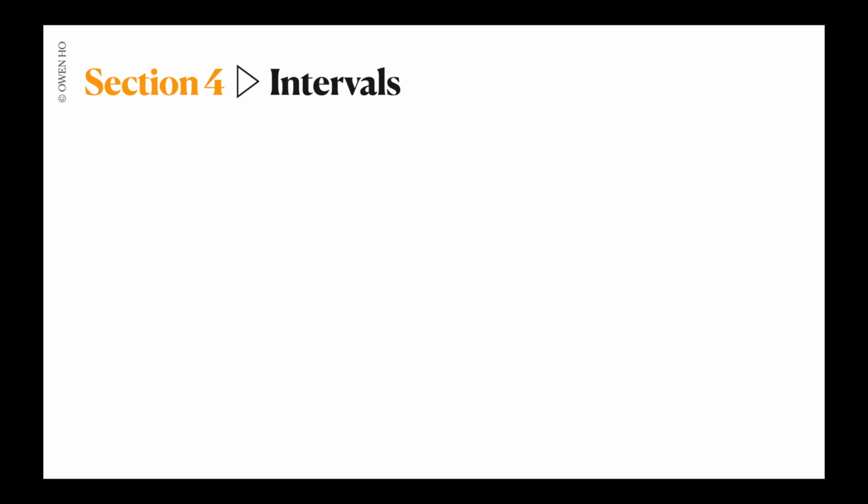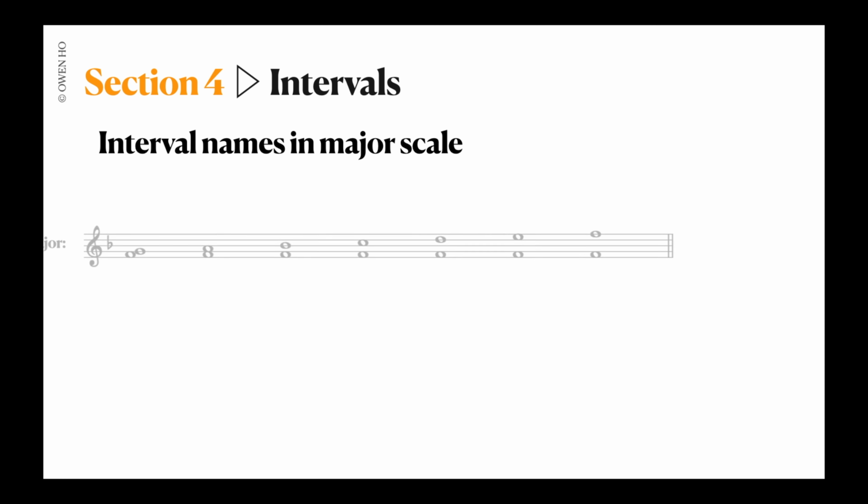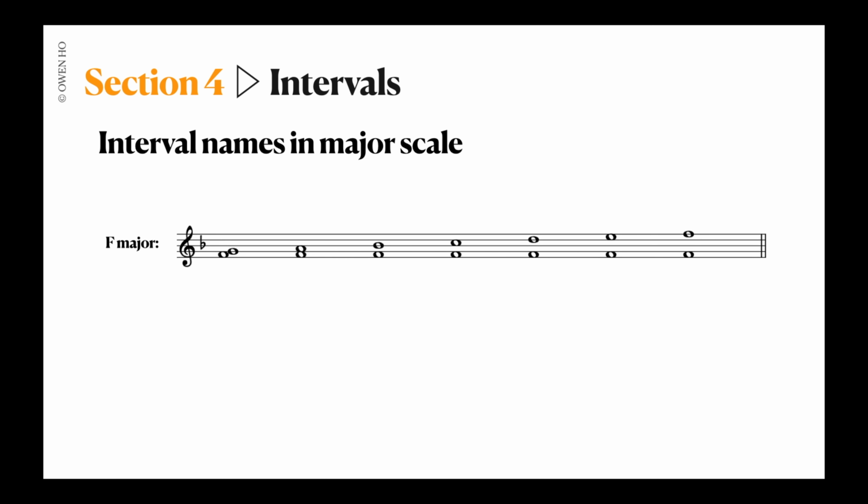To do these questions, we need to know what interval names are in a major scale. Let's take F major as an example. The first two notes in the F major scale are always called the major second, and then between the first and the third note, in this case an F and A, is always called the major third.